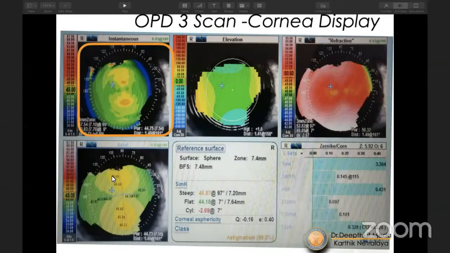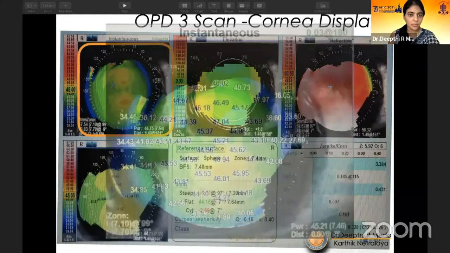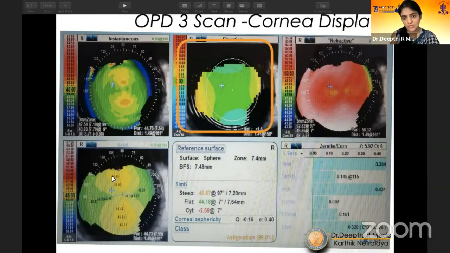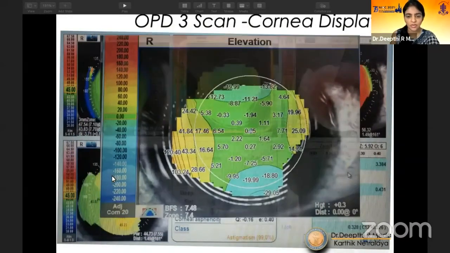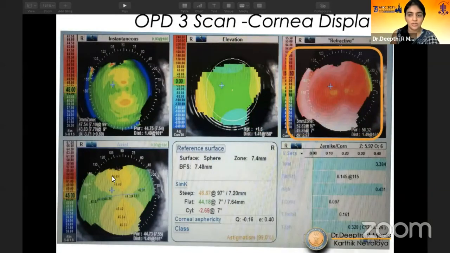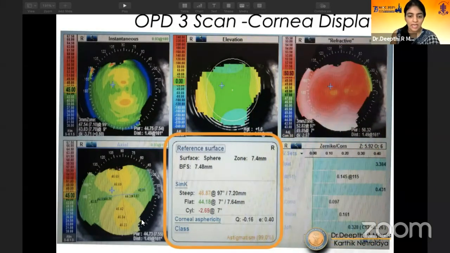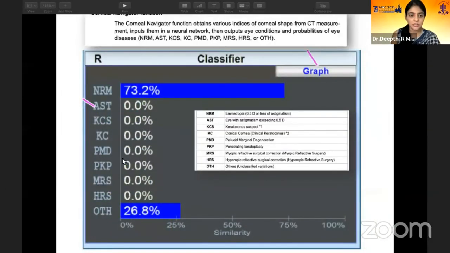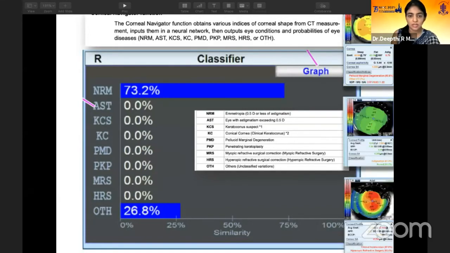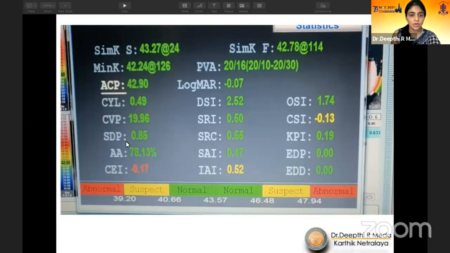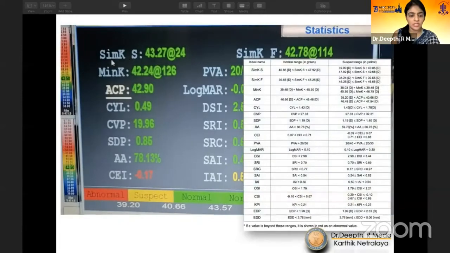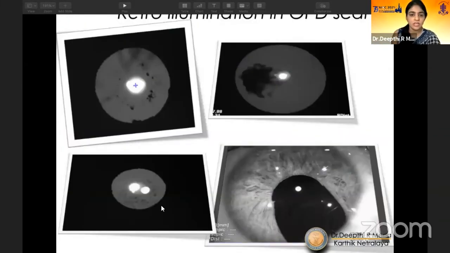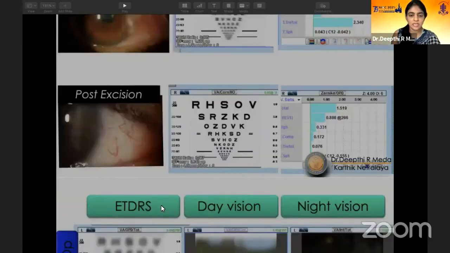Okay, sir. So same thing too, you have the tangential maps, you have the axial map, then you have the elevation maps. So elevation maps on the Placido are not very important. I feel the way they're calculated is not good for us to take any inference. And these are the indices which are available. And it also differentiates the cornea into normal, astigmatic, keratoconus, and post-refractive surgery. So a lot of parameters are given, and most of these scans usually give a color coding. So if it is red, then that parameter is abnormal. So a lot of other features on the OPD3 scan, including simulation.